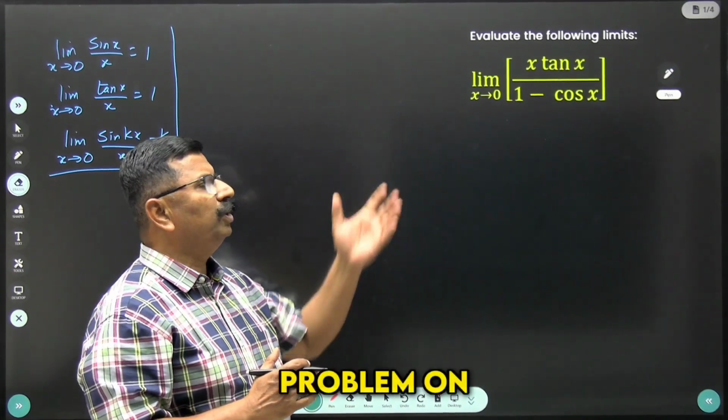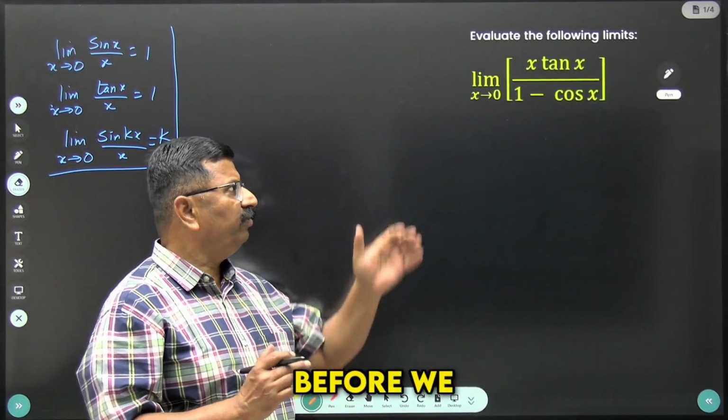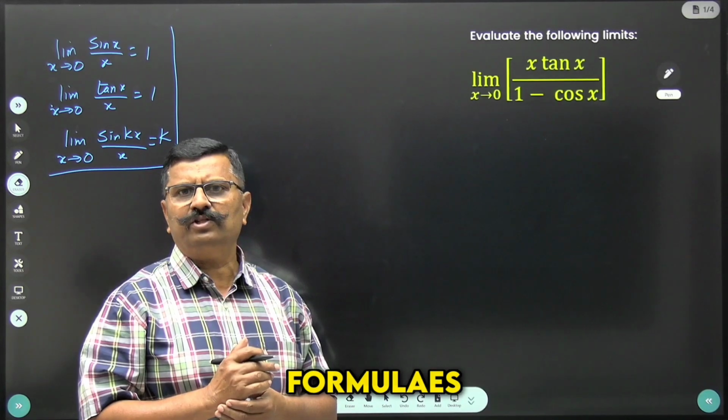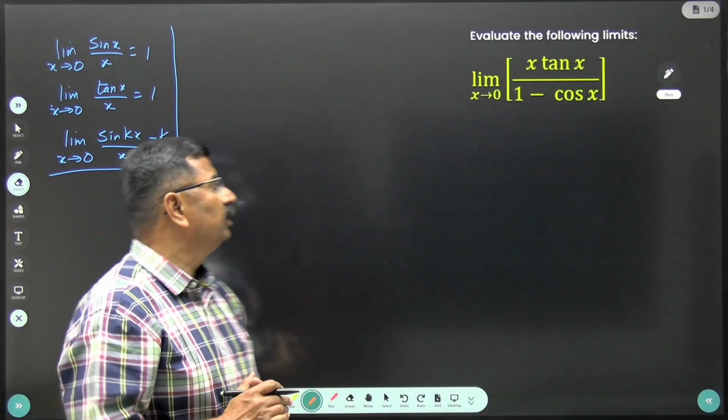Today we will solve this problem on trigonometric limits. But before we start the problem, let's revise the formulas of certain trigonometric limits.